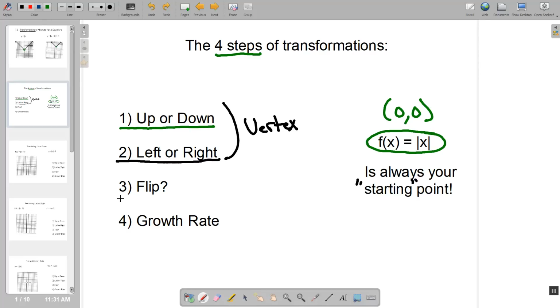Then we're going to ask ourselves, does the function flip? Because we know that this function goes up to the left and up to the right. And then finally, the hardest part is our growth rate. Growth rate basically tells us if it's not 1, we need to make a new table, at least a mini table. So we're going to go through each of these steps one at a time.